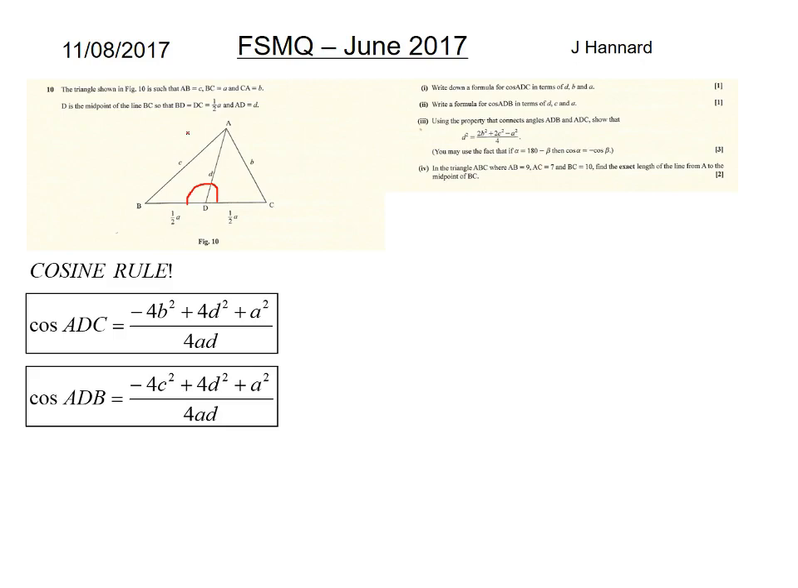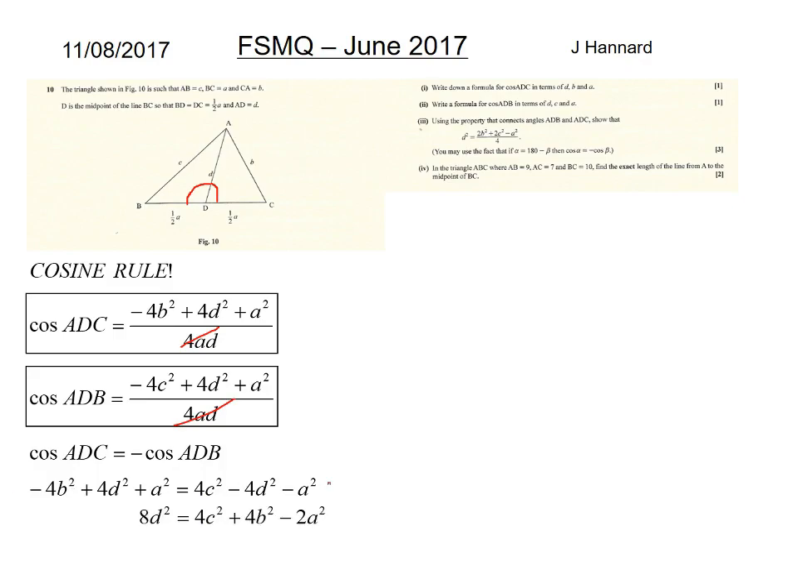Using the property that connects angles ADB and ADC, show that d squared is that. So they've given away the big thing here. You may use the fact that cos alpha is equal to minus cos beta if it's on a straight line. So basically cos ADC is equal to minus cos ADB. So just set them equal to each other and make sure you're negative 1, or change the signs of one of them. Remember, these will cancel out when you set them equal to each other, so you get that.